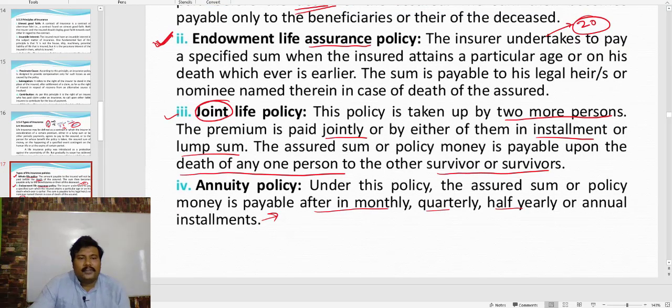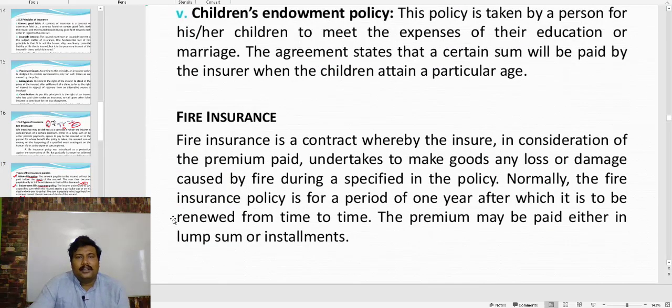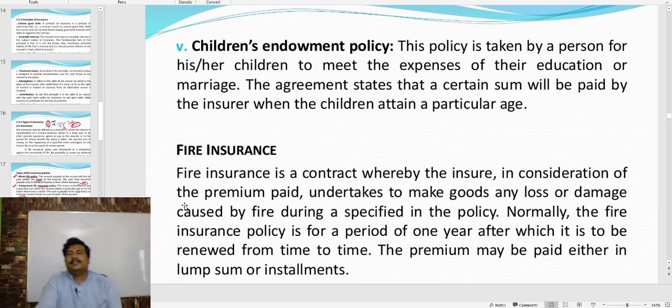अच्छा जी. After that बच्चा, एक आया है चिल्ड्रन एंडोमेंट पॉलिसी. That is also there to meet the expenses of education and marriage. You take a particular policy so that when my child will be going for higher study, then the amount will be given by the LIC company. For that you have to pay the installment.